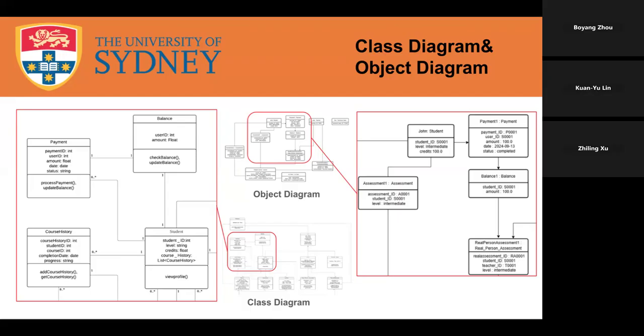In the object diagram, we can see a specific instance like John, a student with ID S0001, enrolled in an English course at an intermediate level. His balance is 100 after a recent payment. The object diagram shows how objects of a class interact and relate in a specific scenario.